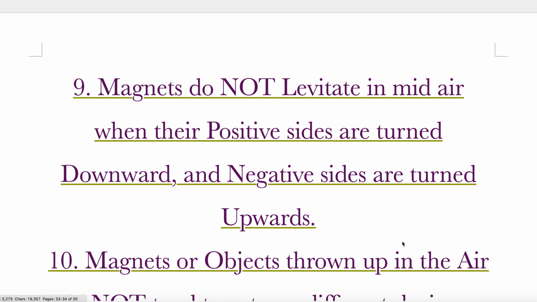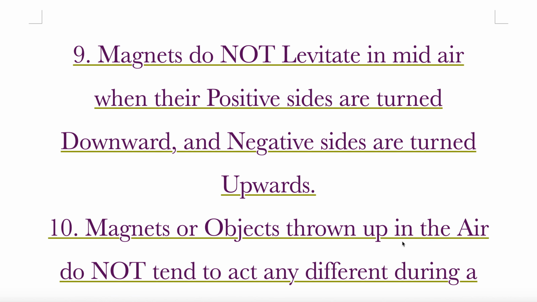9. Magnets do not levitate in midair when their positive sides are turned downward and negative sides are turned upwards. That doesn't happen, right? A magnet will fall because it'll be more dense than the medium it's in. That's it. If you let a magnet go, it won't float, it'll just go down, because it'll be more dense.